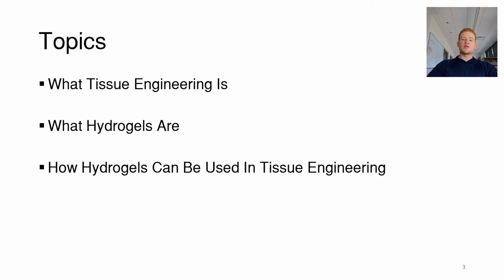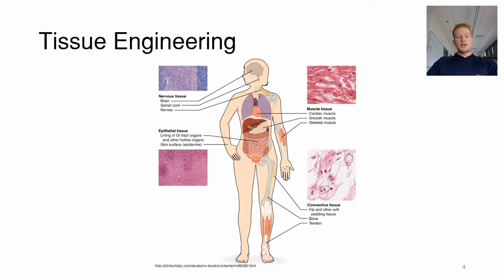In this presentation, we're going to talk about what tissue engineering is, what hydrogels are, and how hydrogels can be used in tissue engineering. Tissue engineering is a multidisciplinary field and is the integration of cell biology and material science. Tissue engineering is used to replicate natural tissues found everywhere in the body, such as nervous tissue, muscle tissue, epithelial tissue, as well as connective tissue. This has applications in cell delivery and cellular regenerative therapies.